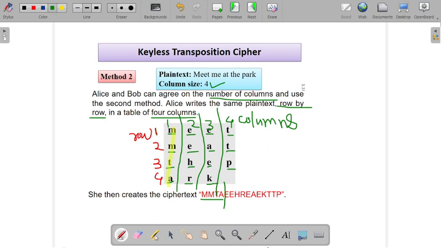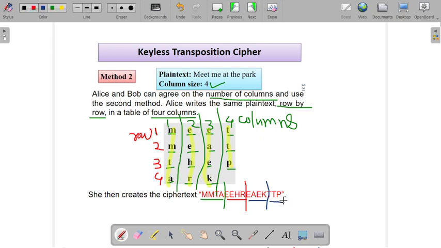So what is our second column? E, H, and R. So that is our E, H, and R. Once it is completed, then we need to go to the third column. So the third column is E, A, E, and K. That is E, A, E, and K. Once it is completed, then we need to go to the fourth column. So what is our fourth column? T, T, and P. So that is written T, T, and P.